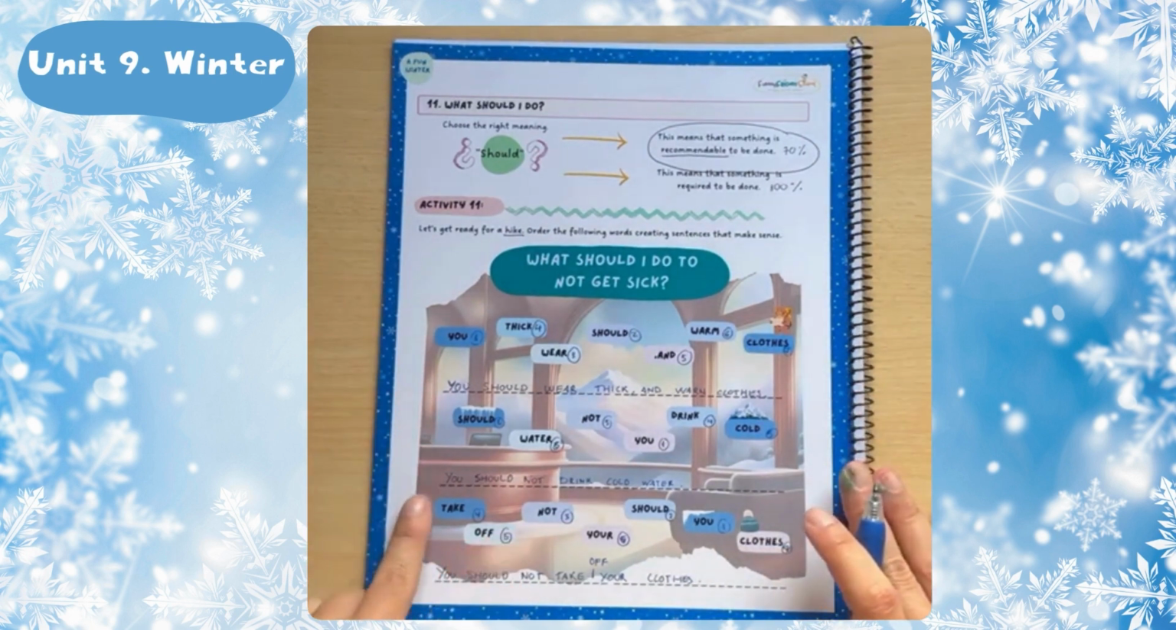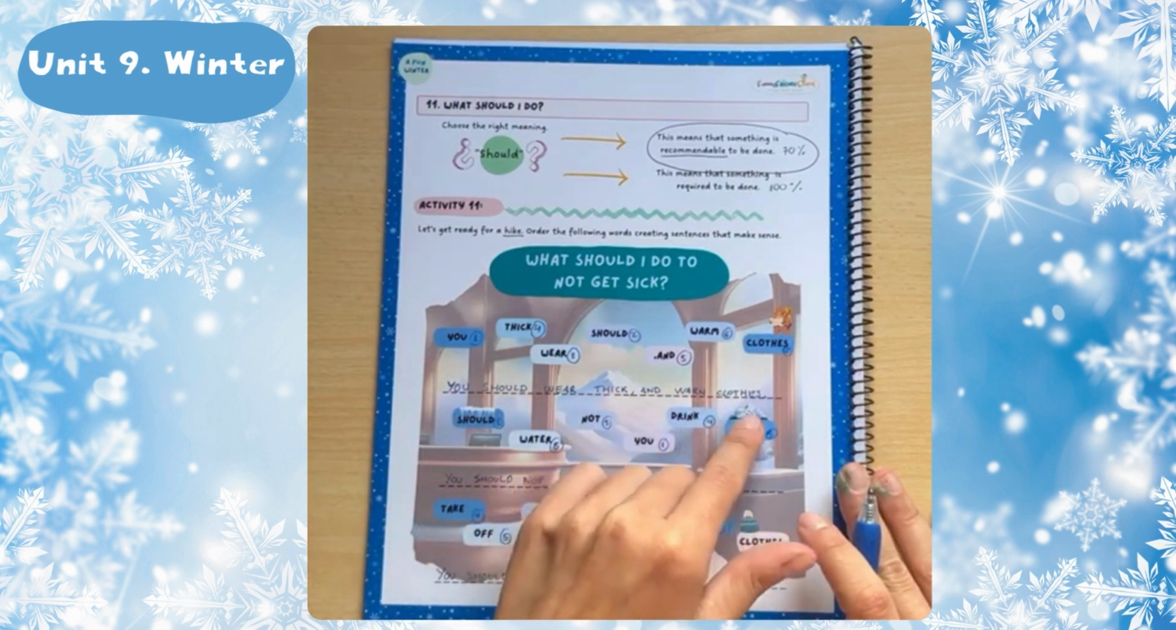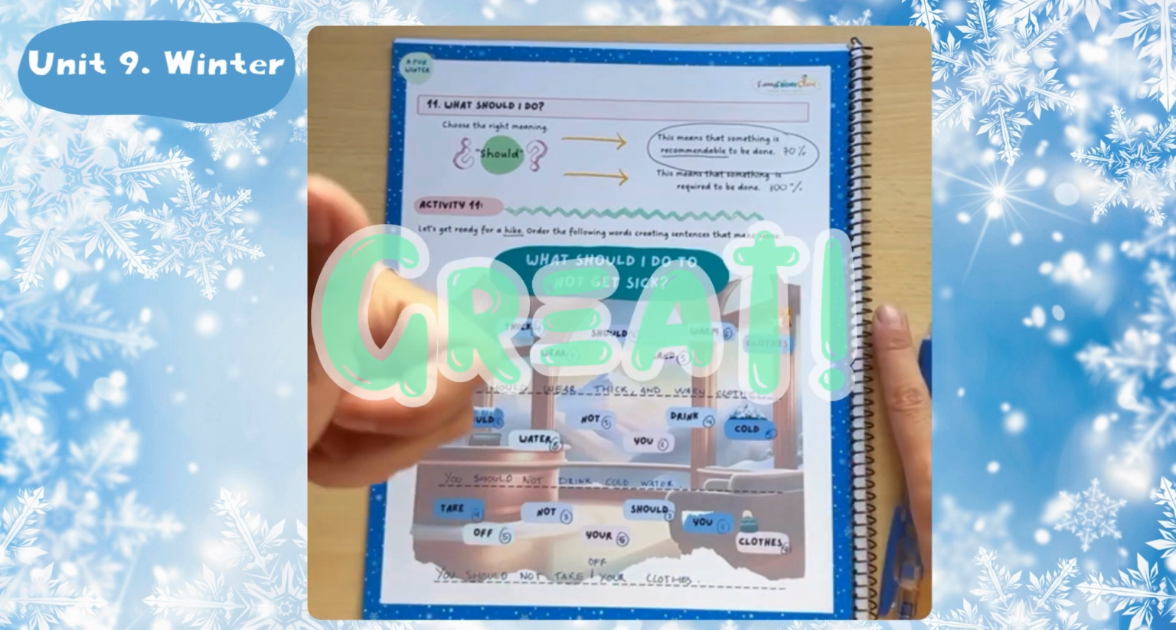Yes? So let's read the 3 sentences now. You should wear thick and warm clothes. 1. You should not drink cold water. 2. And you should not take off your clothes. 3. Great!